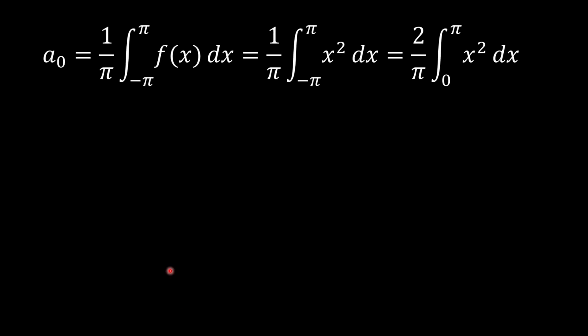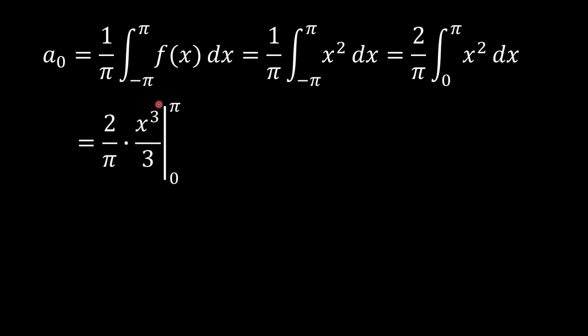So the first thing we would do is, since a naught is 1 over pi times the integral from negative pi to pi of fx, we'll just plug in x squared within that. And since this is even, or symmetric about x equals 0, we're going to get twice 1 over pi times the integral from 0 to pi.